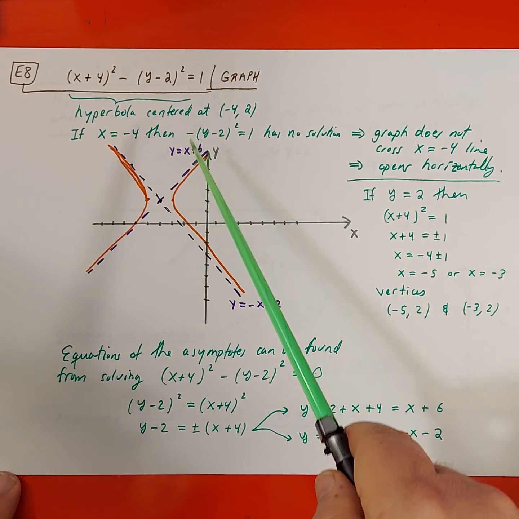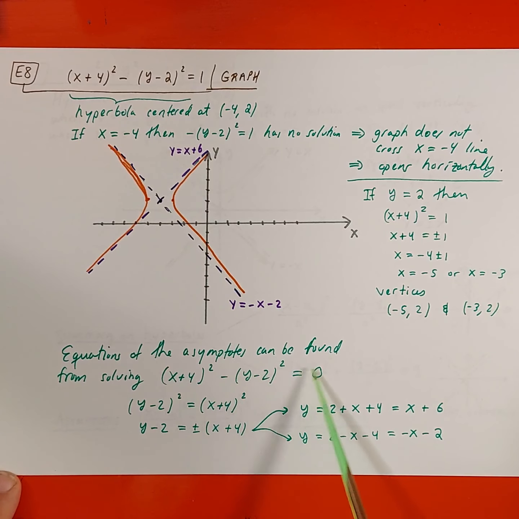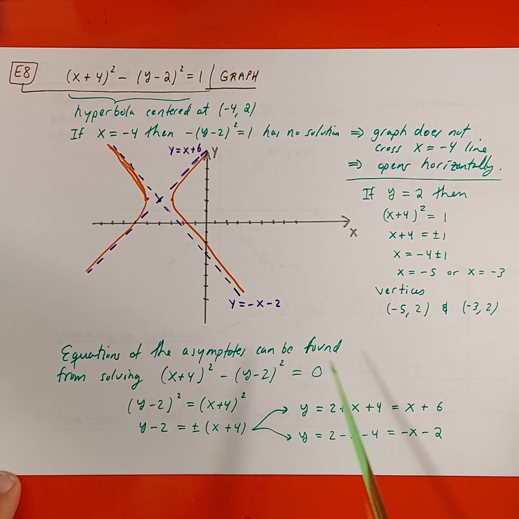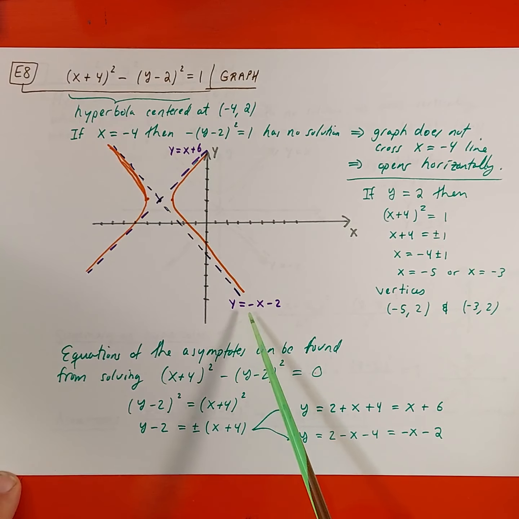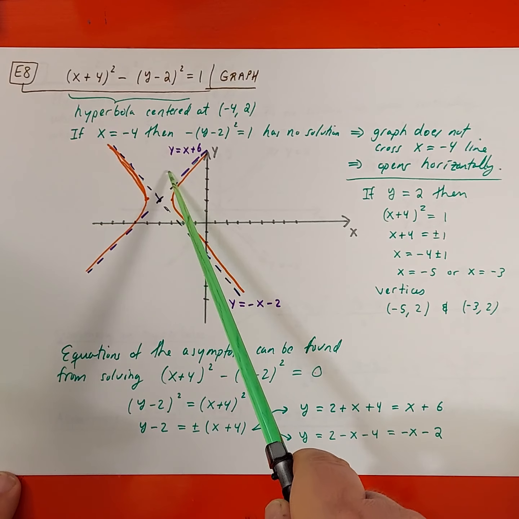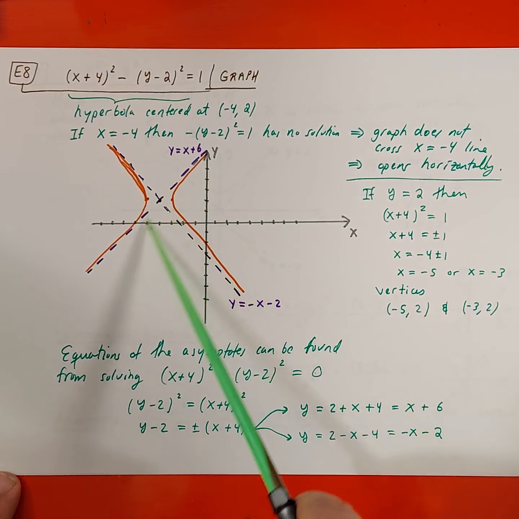The equations for the asymptotes you can get from getting rid of the constant on the other side and just setting these terms equal. When you do that, you get y equals x plus 6 or y equals minus x minus 2. Those are the so-called asymptotes.